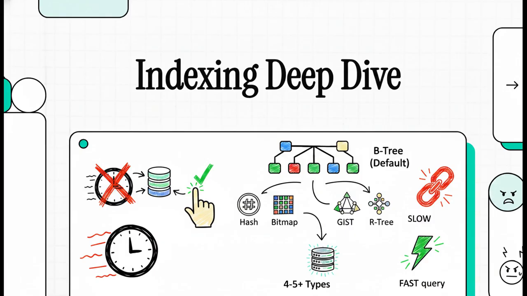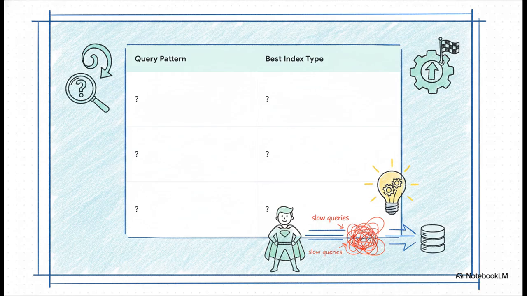Well, using the wrong index doesn't just fail to speed things up, it can actually actively slow your entire database down. The truth is, every major database ships with at least 4 or 5 completely different index types, and every single one is purpose-built for a specific kind of query. So today, we're breaking them all down. All right, let's dive right into this.